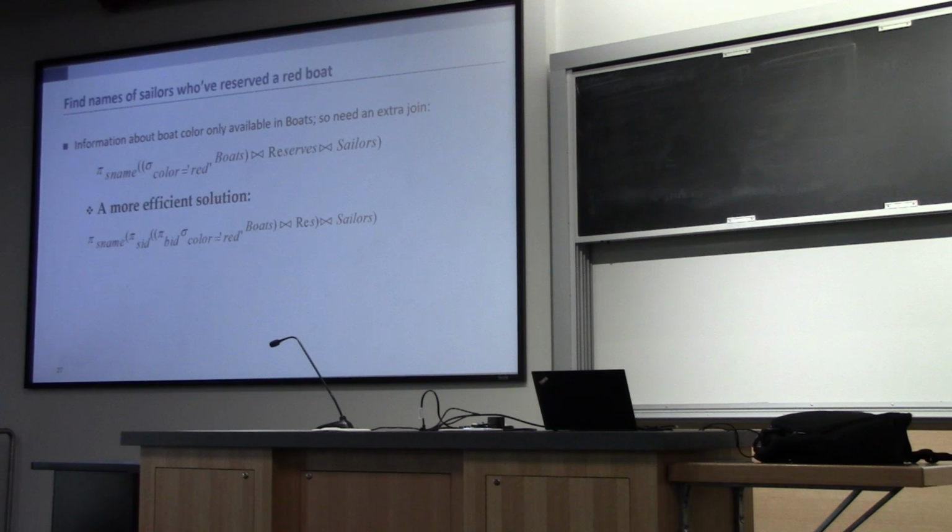And using a similar argument, after the natural join with reserve, all I care about at this point is sailor ID. Who has reserved those red color boats? I don't care about what date and what boat they have reserved. I only care about who reserved those red color boats by their sailor IDs. Then I use those sailor IDs to join with sailors. This query, as you can tell, is much more efficient than the query above.